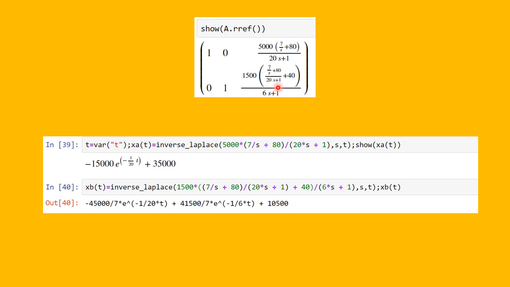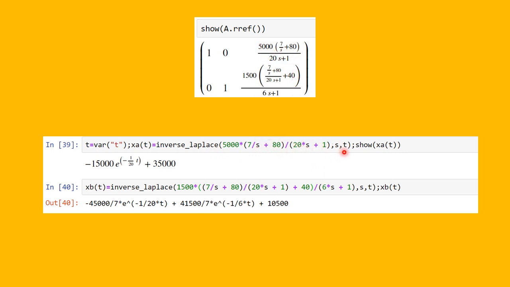And so we now know the Laplace transforms of the solution functions, lowercase x sub A of t and x sub B of t. The Laplace transforms of those two are these things. So what we need to do is to get back to the solution to the initial value problem by using the inverse Laplace transform. So we will declare t to be a variable, and then lowercase x sub A of t is the inverse Laplace transform of this stuff, which is what we have right up here.